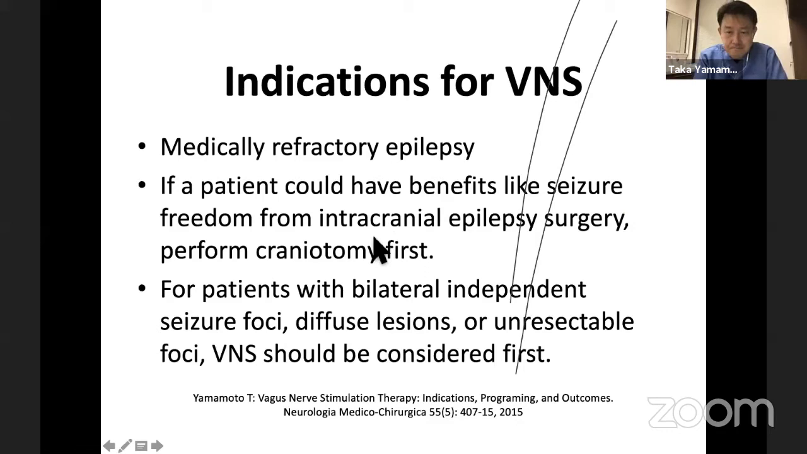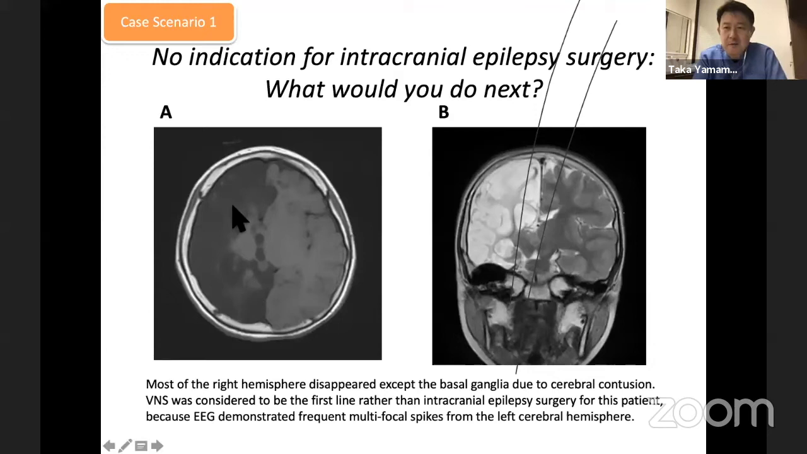You see, this right hemisphere has gone. This young lady got a severe head injury when she was 1 or 2 years old, and had a severe cerebral contusion. Then she soon had intractable seizures, epilepsy, and was referred to me, but there's no seizure EEG activity on the right side. There are many spike activities on the left side, multiple foci. Then I don't think she's a candidate for intracranial epilepsy surgery.